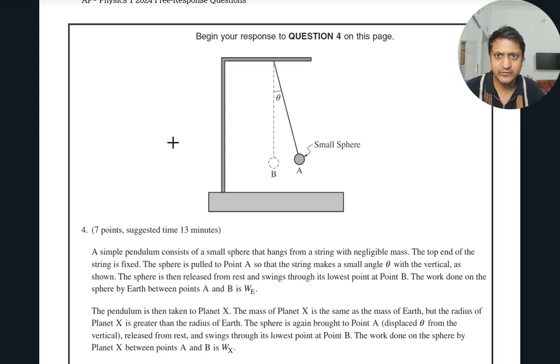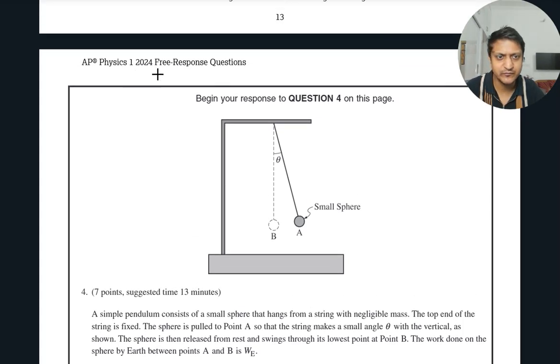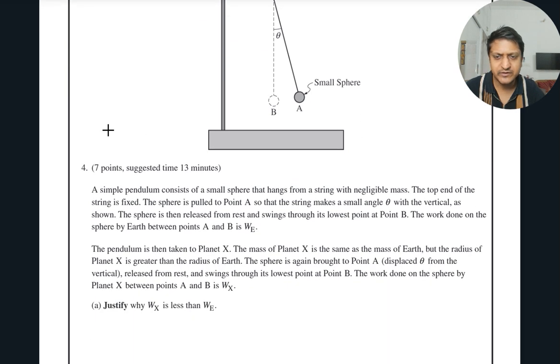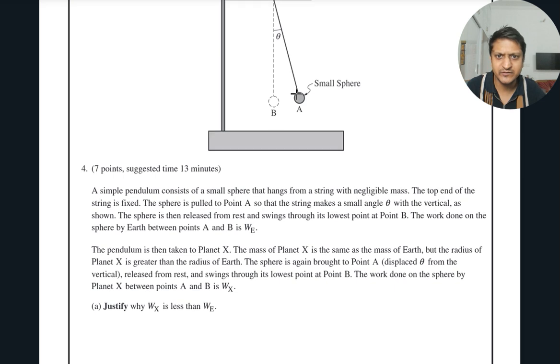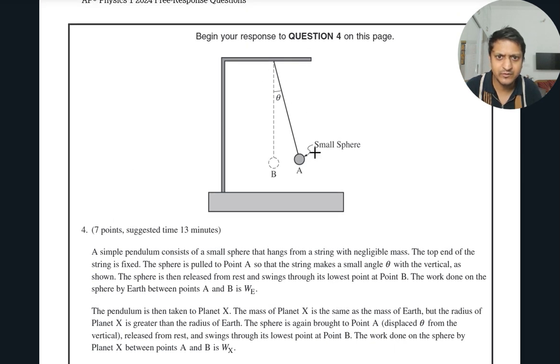So this is the fourth question for AP Physics Free Response Questions 2024. Let's see what's there in the question. The question says that a simple pendulum consists of a small sphere that hangs from a string with negligible mass, like this. The figure is there. So there is a small sphere.